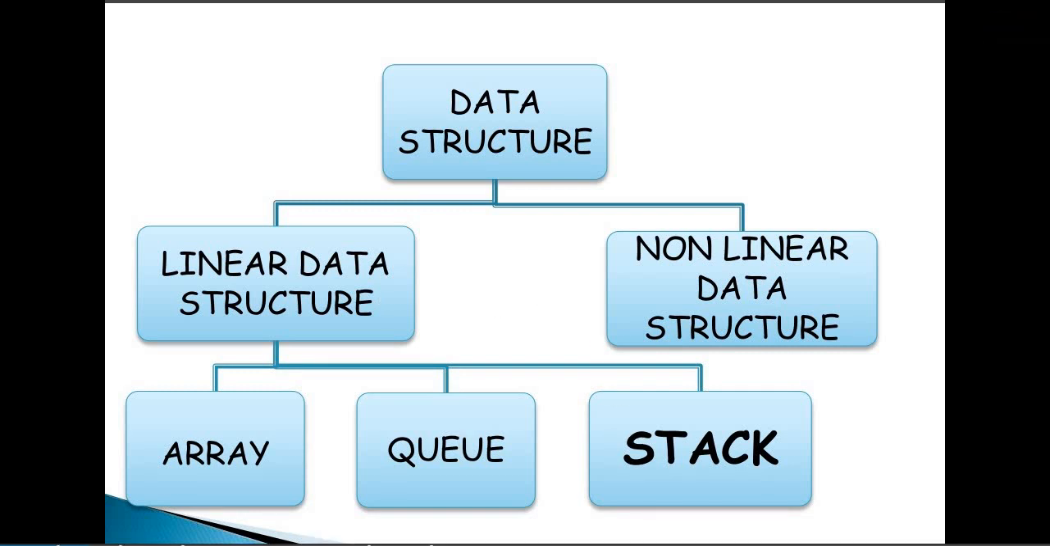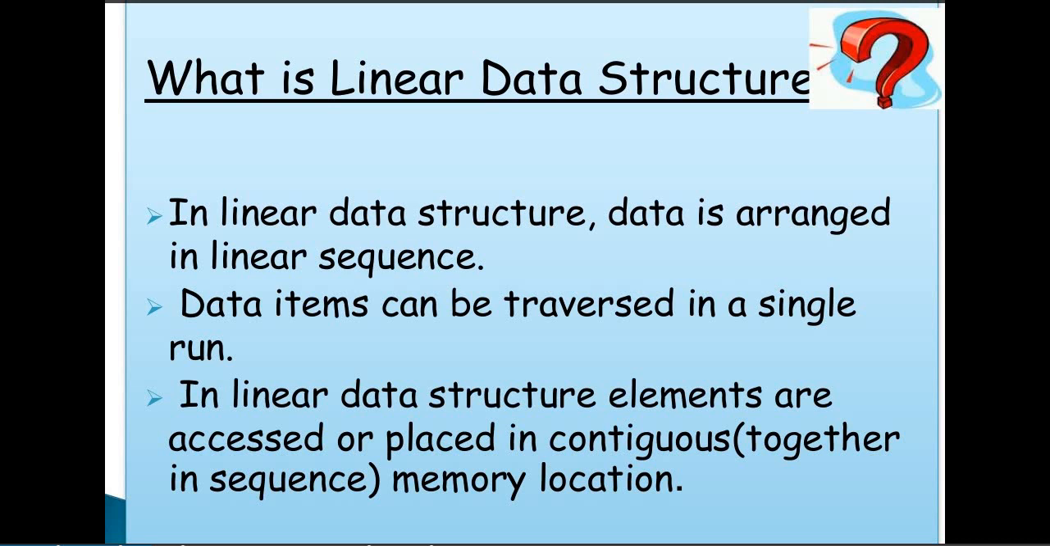Stack is a linear data structure where insertion and deletion always take place from the top of the stack. You can see the definition. A linear data structure is arranged in a linear sequence. It can be traversed in a single run. In a linear data structure, elements are accessed or placed in contiguous memory allocation, together in the sequence. Contiguous means one by one.